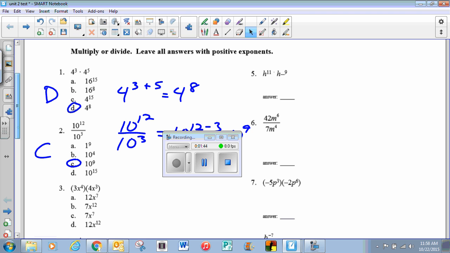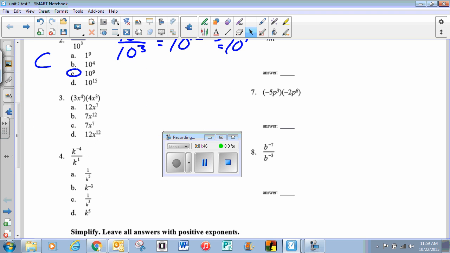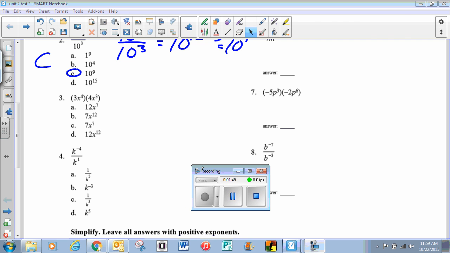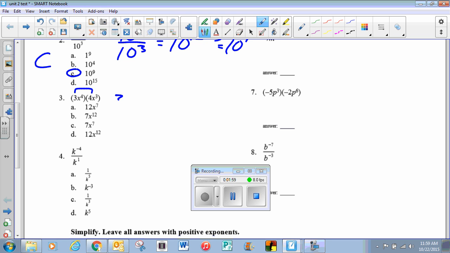Okay. Number 3. What do we do when we are multiplying two numbers together that have things with exponents? Well, we multiply the numbers just like we normally do. 3 times 4 is 12. Okay? And then we multiply things with the same base. And we know that when we do that, we can add exponents. So the 4 plus the 3 is 7, and I get 12x to the 7. Okay? So we multiply like numbers just like normal. And then when we multiply things with the same base, we add exponents.